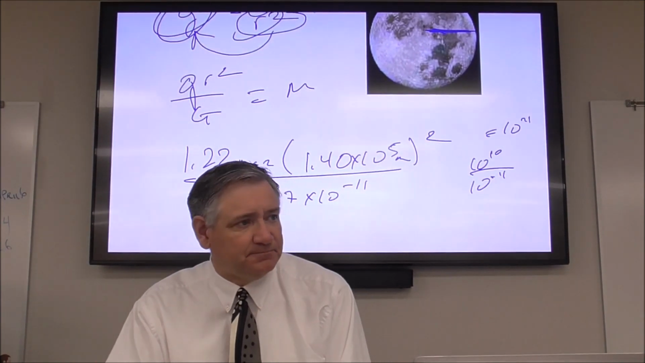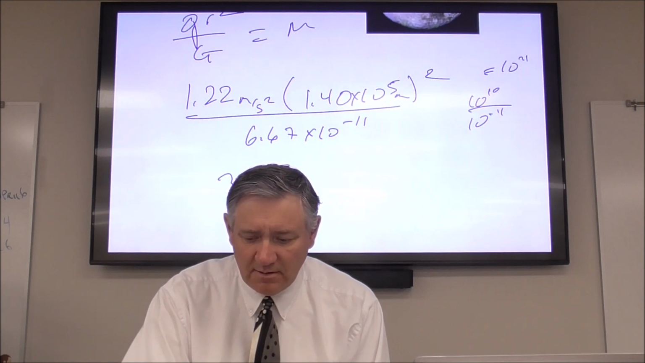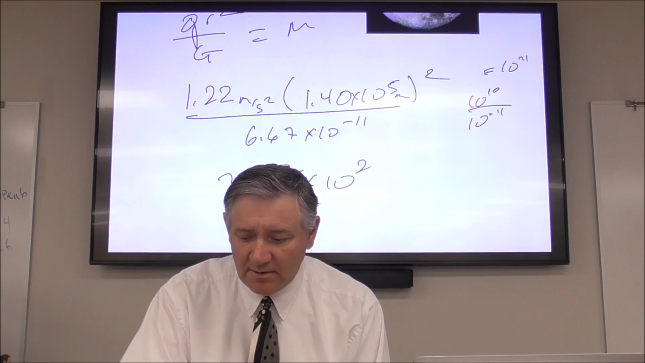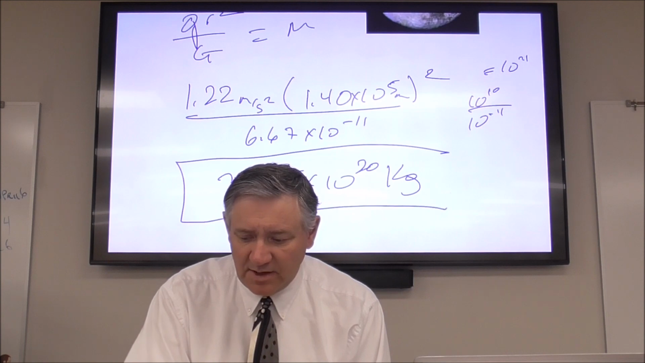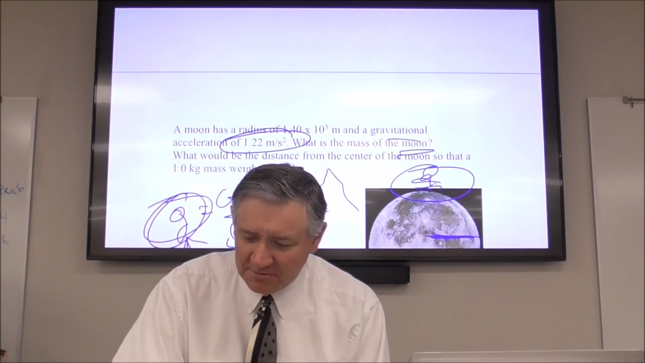Okay? So what'd you get? I got 3.585 times 10 to the 20th. Times 10 to the what? 20th. 20th. Cool? Everybody good with that number? Yep. Okay. All right. So there we go.